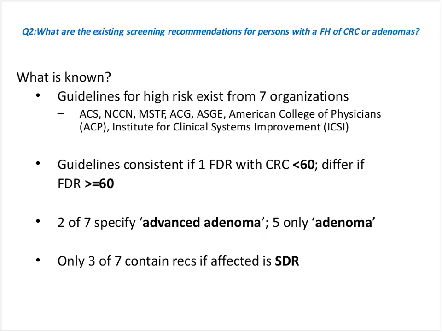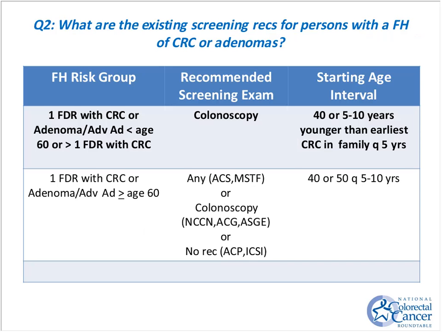We found that the guidelines are consistent for individuals that have 1 first-degree relative with colorectal cancer, or adenoma should be added there, but they're variable depending if an individual has a family member that's diagnosed at 60 years or older. There's also variability in how the guidelines reference adenomas. 2 of the 7 organizations specifically state advanced adenoma, where 5 only state adenoma. And only 3 of the recommendations contain recommendations if a person has a second-degree relative that's been affected with colon cancer.